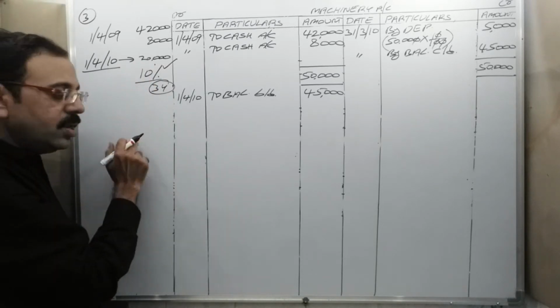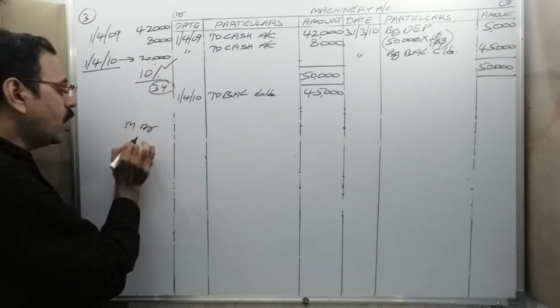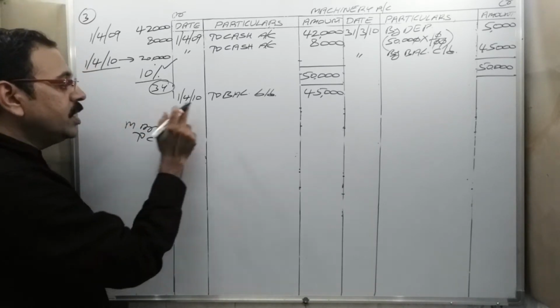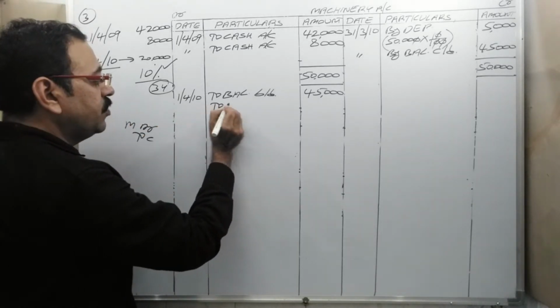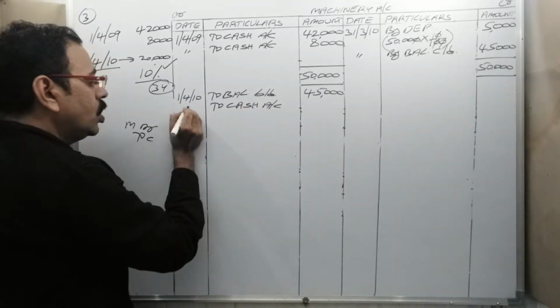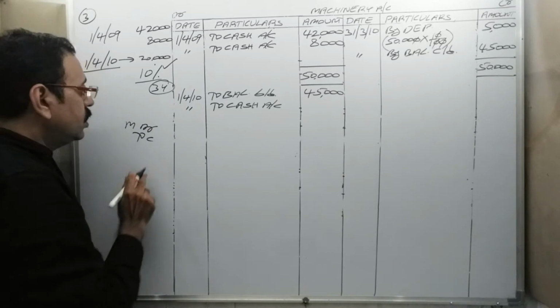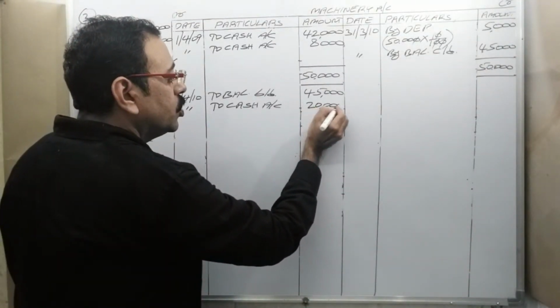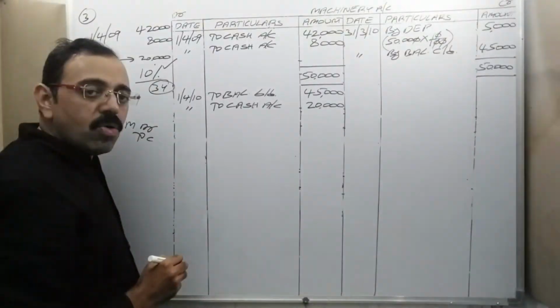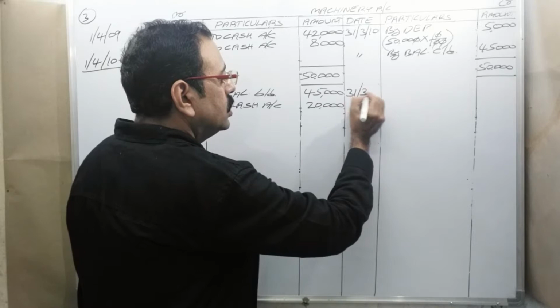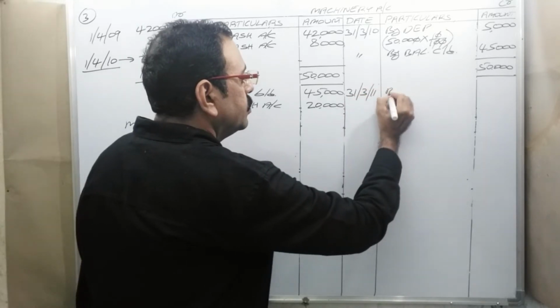Now in the second year, on the starting date, we bought another machine. So the entry will be machinery account debit to cash. Since machinery is on the debit side, we have to post this entry to the cash account on the same day. Then the second asset cost is 20,000 rupees.